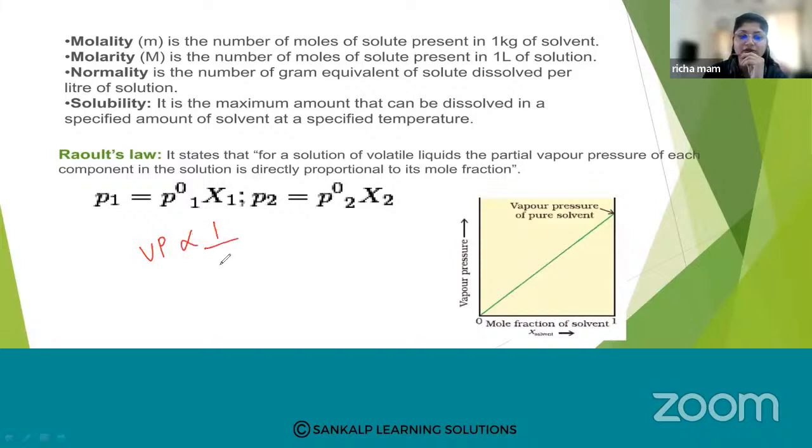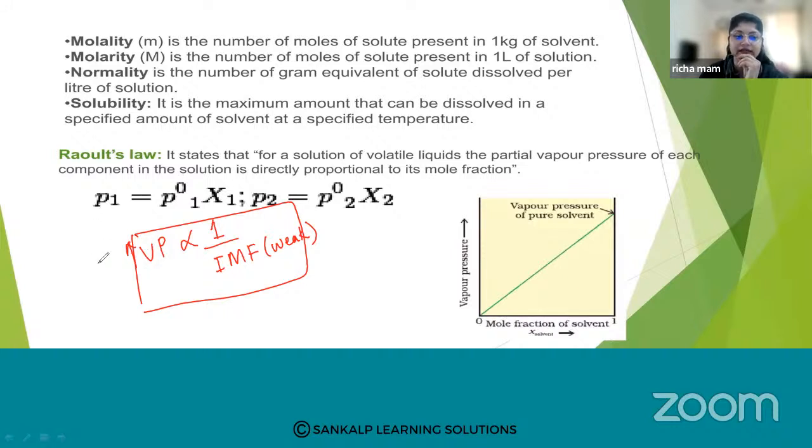So if intermolecular forces are strong, then the vapor pressure will be less, and if the intermolecular forces are weak, then the vapor pressure will be more. So vapor pressure is inversely proportional to intermolecular forces. If the intermolecular forces are weak, then vapor pressure will be more. If the intermolecular forces are strong, then vapor pressure will be less. So this is the relation.